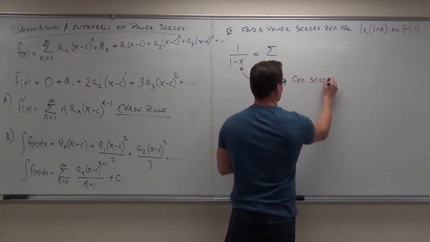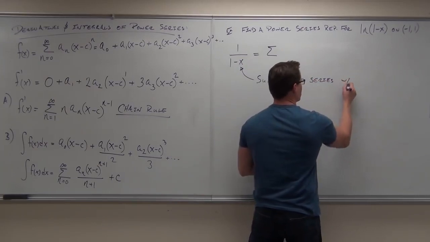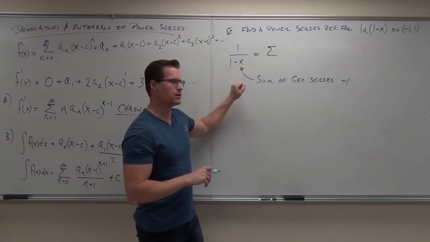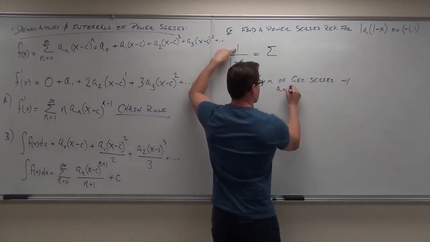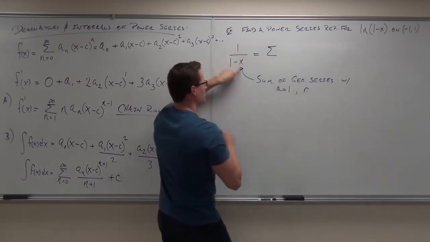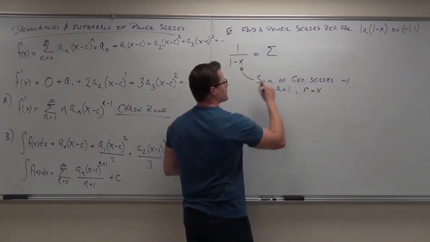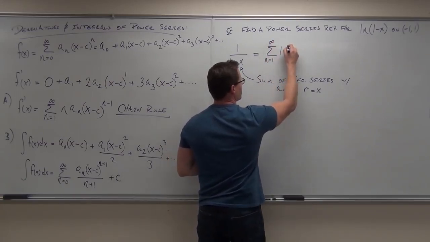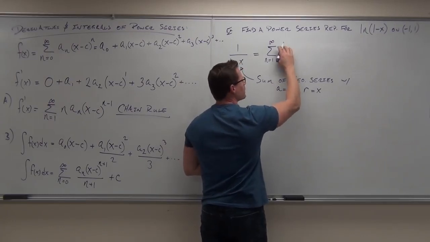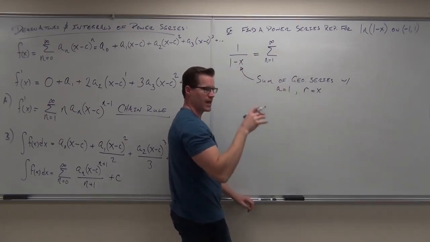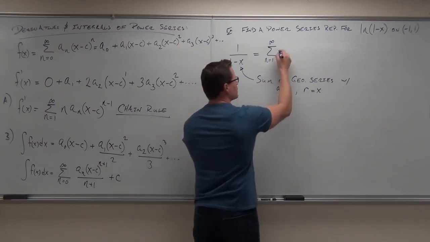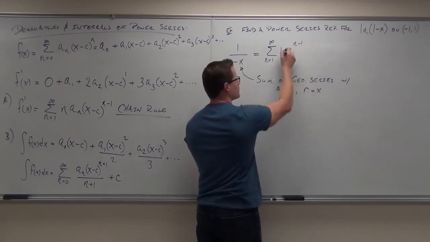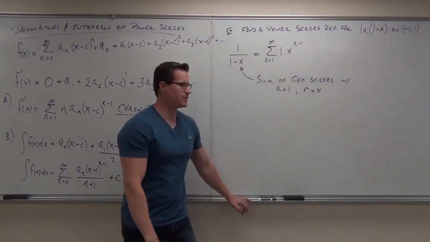Geometric power series. If this is a geometric series, what's my a? 1. Very good, a is right here. What's my r? x. Therefore, this is a geometric series with n equals 1 to infinity of 1, what else? Do you remember how geometric series look? Geometric series look like a r to the n minus 1. So a times r to the n minus 1.